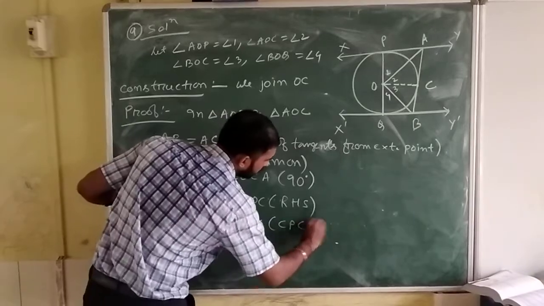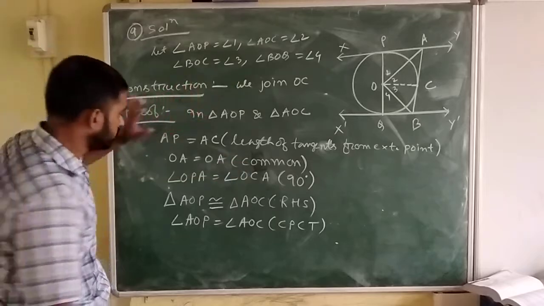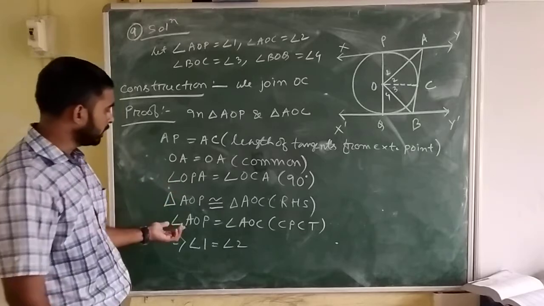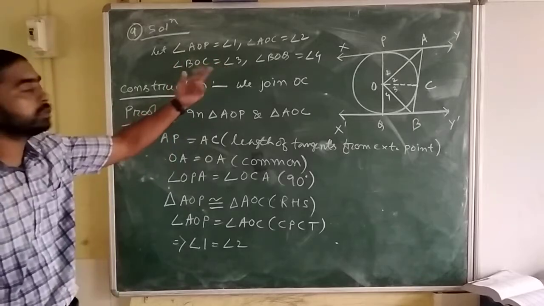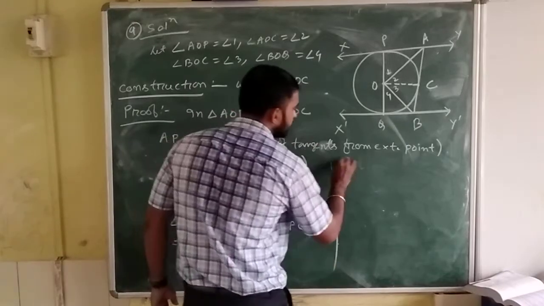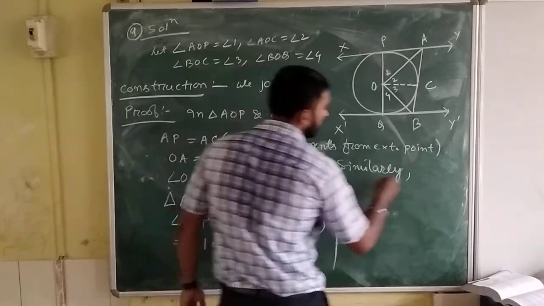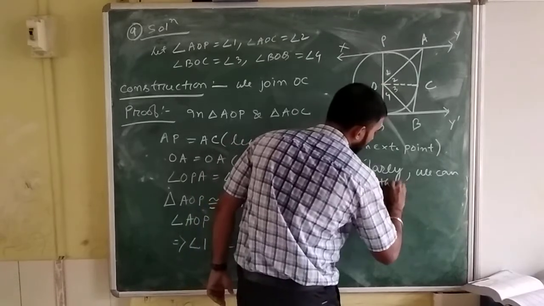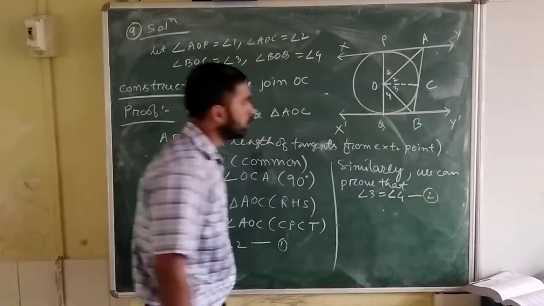We mark them as 1 and 2. It's up to you; you can keep it as AOP and AOC, or if you find that difficult, consider them as angles 1, 2, 3 and 4. So angle 1 equals angle 2, equation number 1. Now similarly we can prove that angle 3 equals angle 4, equation number 2.